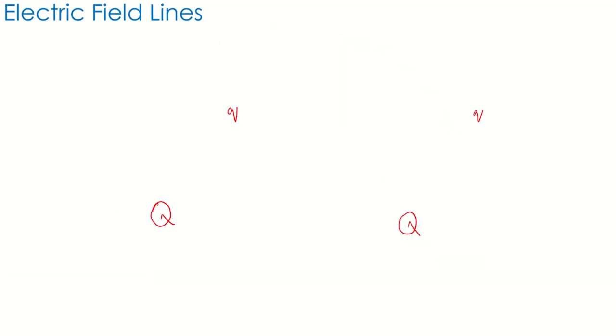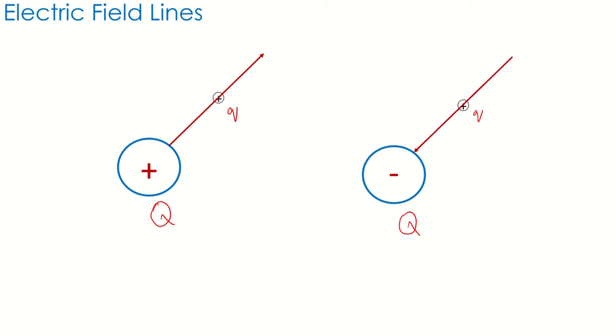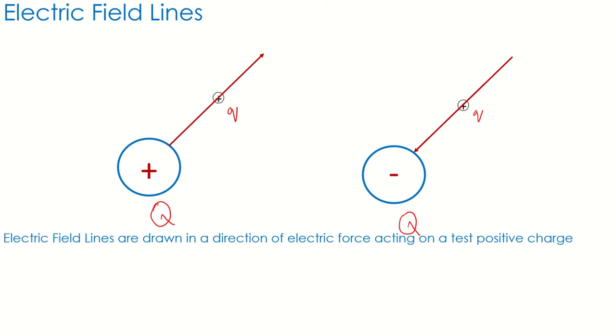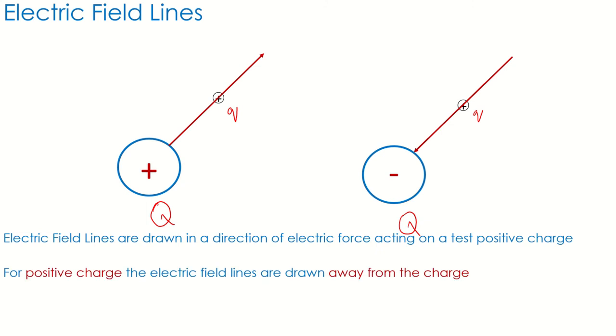We use electric field lines to express the presence of an electric field. Here we are using a positive charge and a negative charge, and we can see the direction of force on a positive test charge due to a positive charge Q and a negative charge Q is different. The arrow shows the direction of the force, and the direction of the force defines the direction of the electric field. So we can say for a positive charge, the electric field is directed away from the charge, and for a negative charge, it is directed towards the charge.